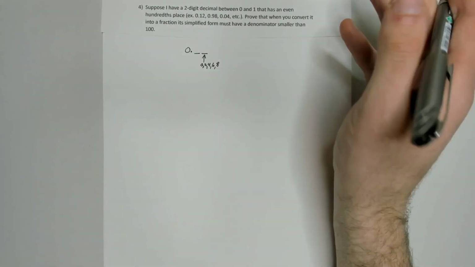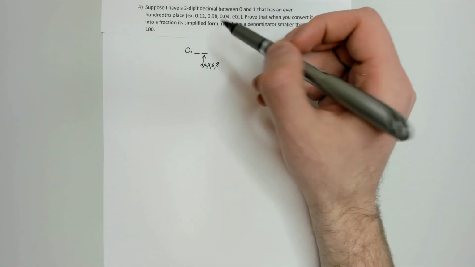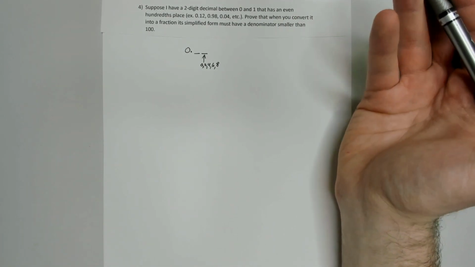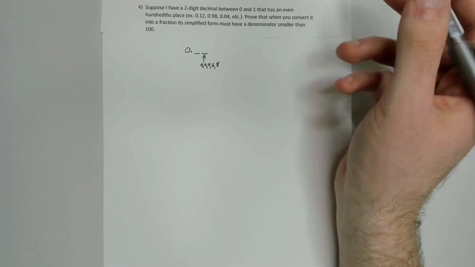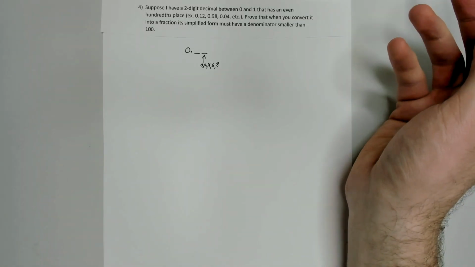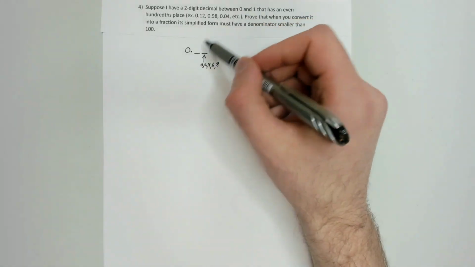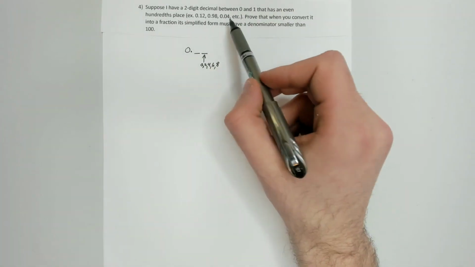So what we want to do is we want to prove that when we convert this decimal into a fraction, its simplified form must have a denominator smaller than 100. So this is saying for any decimal of this form, right? There's a lot of decimals that satisfy this property. These are just a few of them.